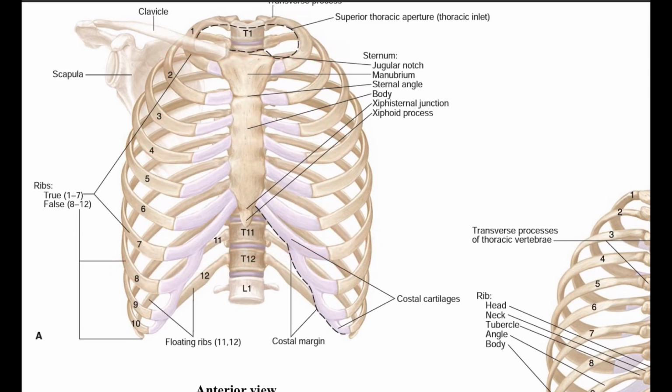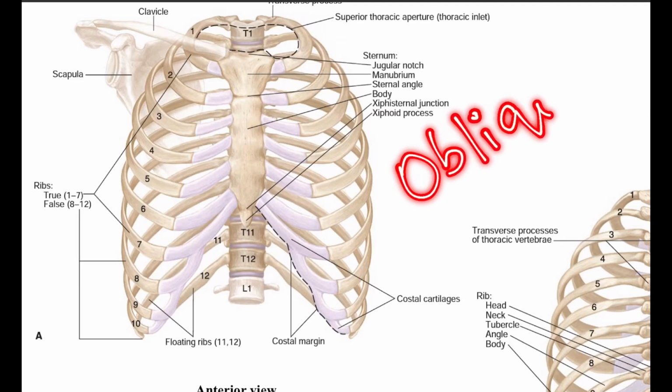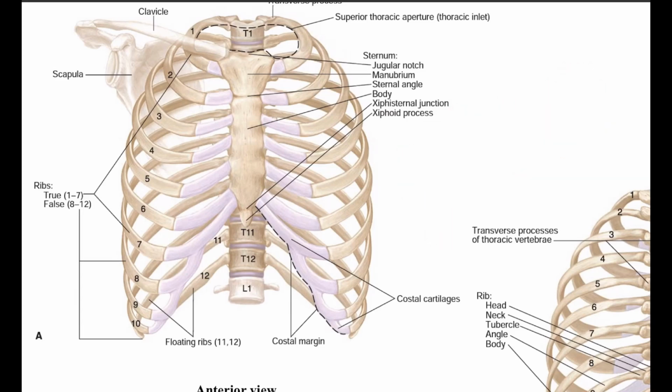The ribs are arranged obliquely. What do you mean by the word oblique? O-B-L-I-Q-U-E, oblique. It means something that is in a slanting position. If two lines are like this, we call them parallel to each other. If the two lines are like this in a slanting position, we call it an oblique angle.